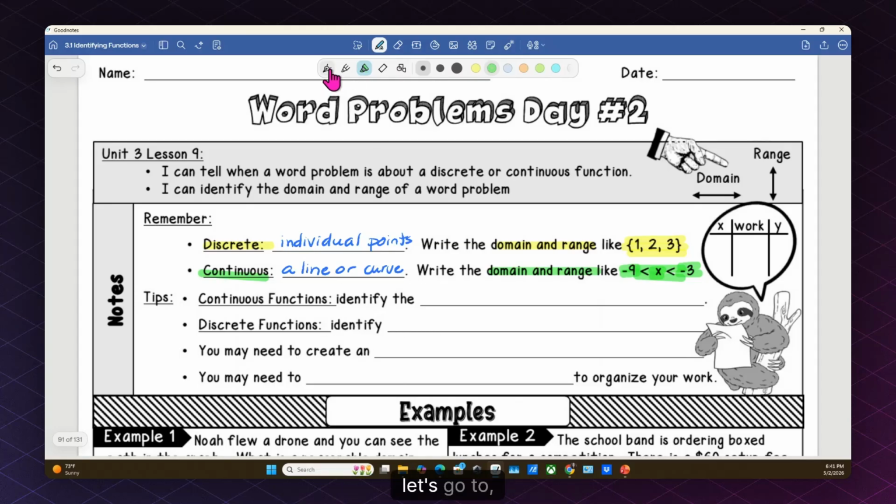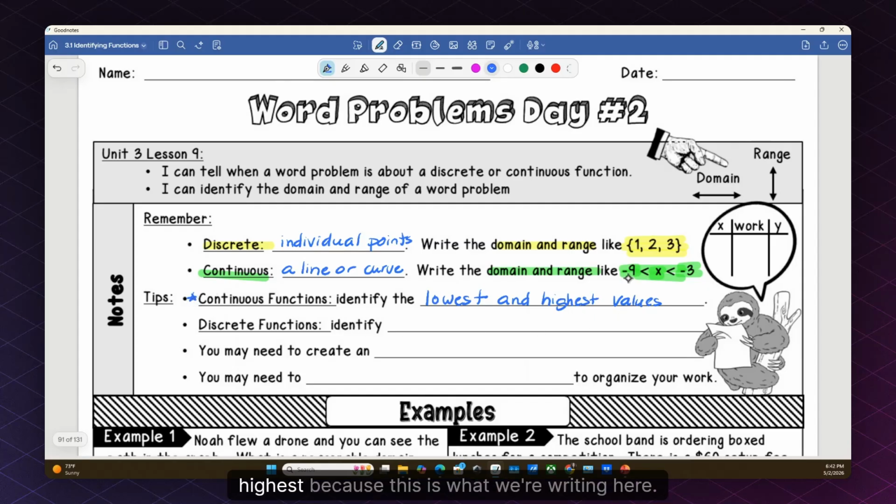Okay, so let's go to the next part. It says for a continuous function, you're going to identify the lowest and highest values. So you're likely going to have to calculate these. Remember, we're identifying the lowest and the highest because this is what we're writing here. We write the low and we write the high.